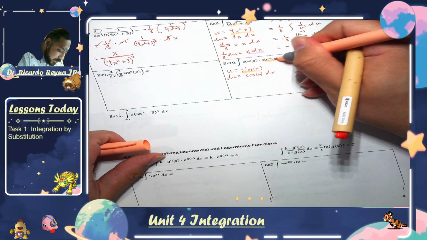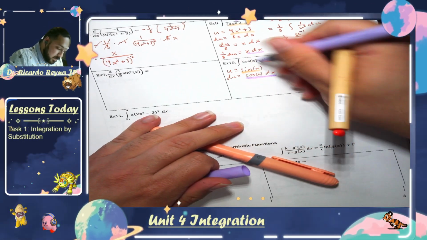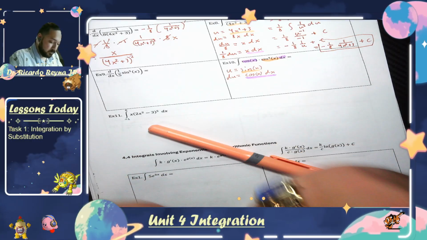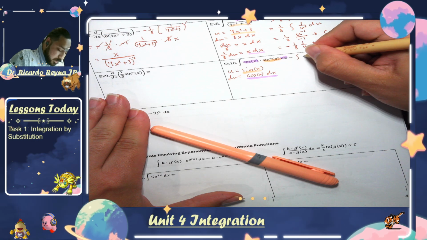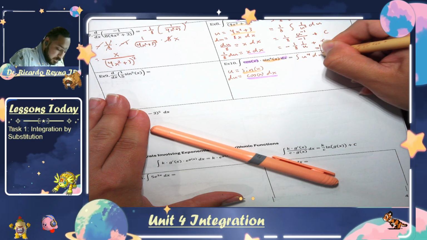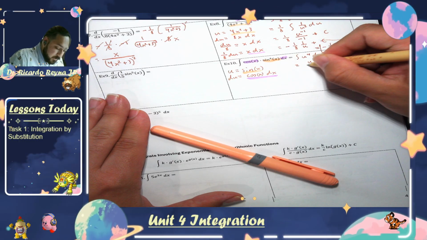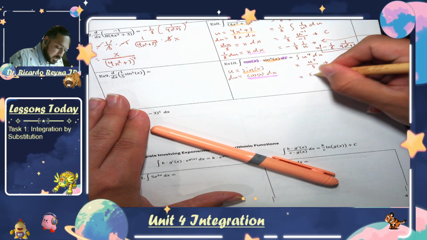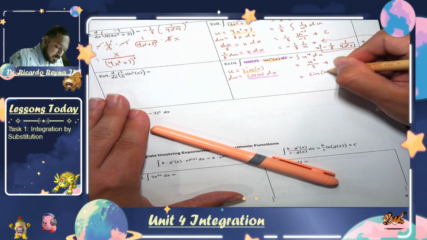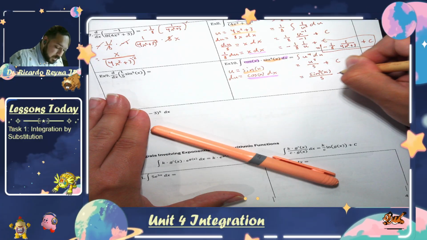So you have that filled in here. And then you have that filled in here and here. So you have u to the power of 4 du, which we know is u to the power of 5 over 5 plus c. And then you plug in u. So sine of x to the power of 5, you can write it here, over 5 plus c.